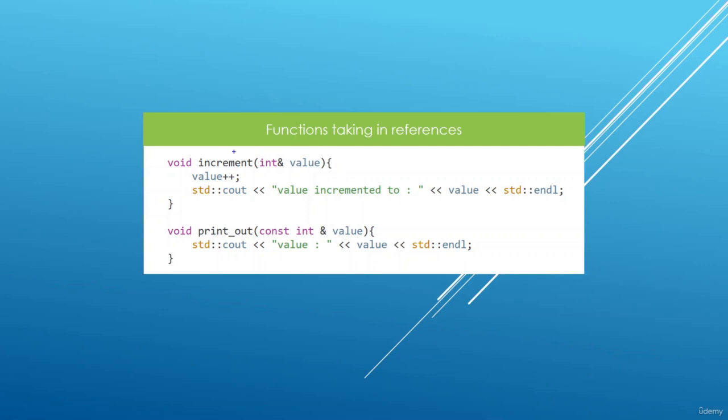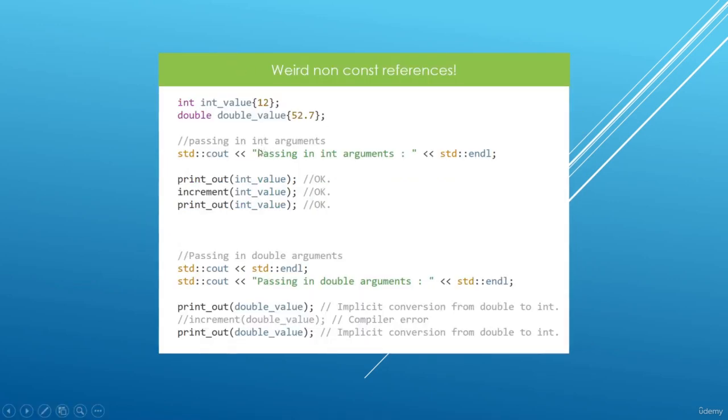Here we have two functions. One is called increment, and it is going to take an int reference parameter. The second one is called printout, and it is going to take a const int reference in. All these functions have the return type of void, so they're not really going to return anything. They are just going to do whatever they do, and they are going to finish. Let's go down and see how we can call these functions.